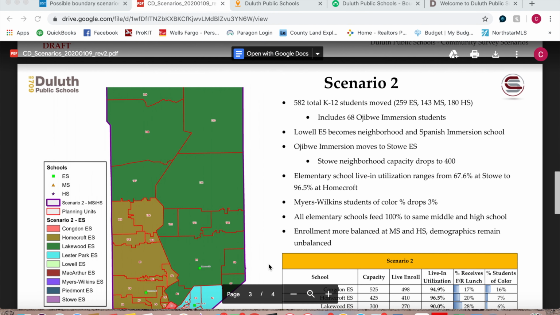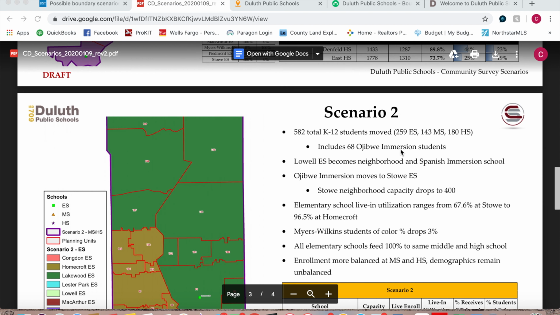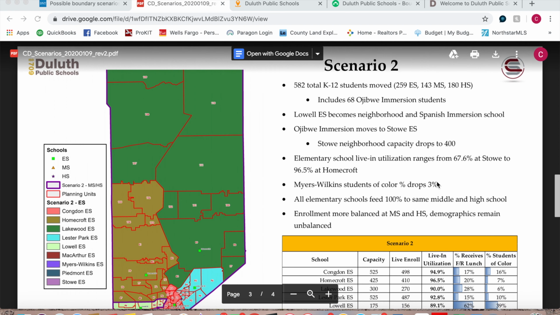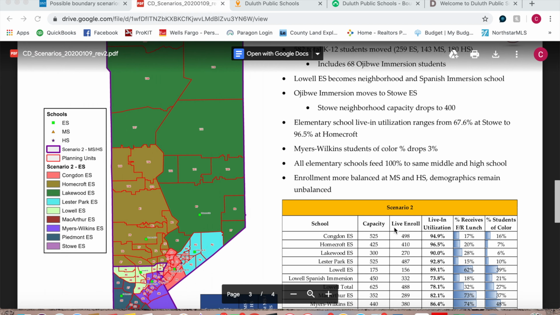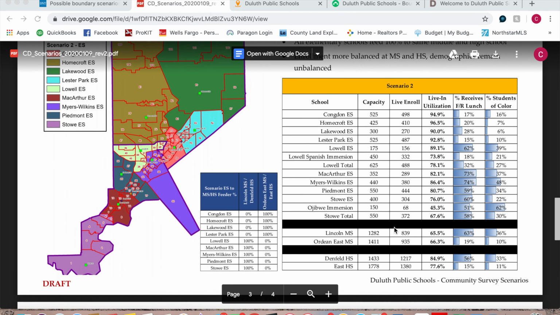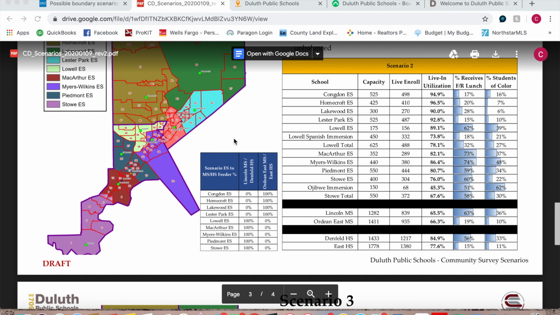Okay, scenario number two is a little bit of a change as well. Lowell becomes a neighborhood school and the Spanish immersion school in the district. There will be an Ojibwe immersion school as well, and that's going to be out at Stowe Elementary School. So it's not all at the one school; it's broken up on the east and western sides of town. Also, enrollment would become more balanced amongst the middle schools and high schools. Demographics remain unbalanced though, so for diversity reasons, that is potentially less desirable. It also shows the elementary schools and where they will feed into middle school and then on to the high school.